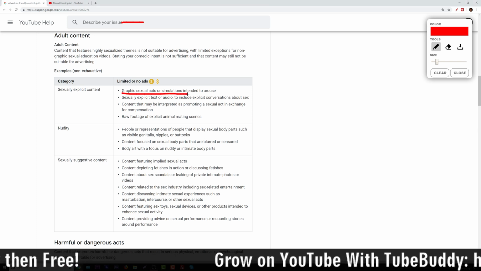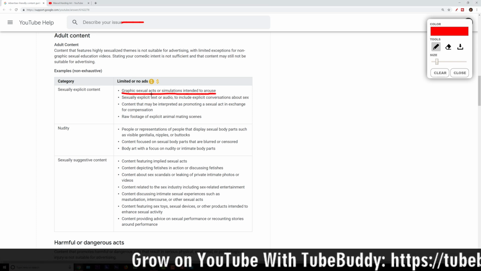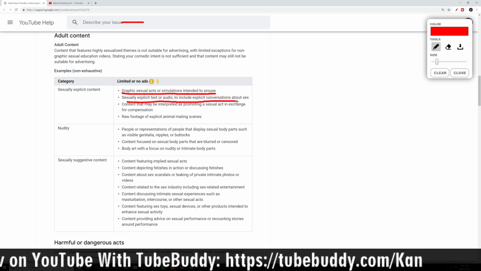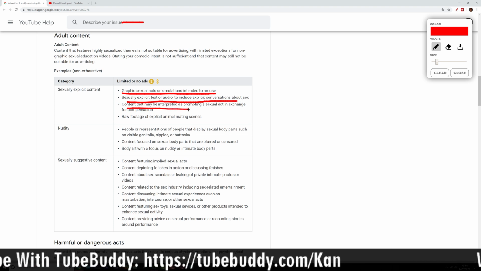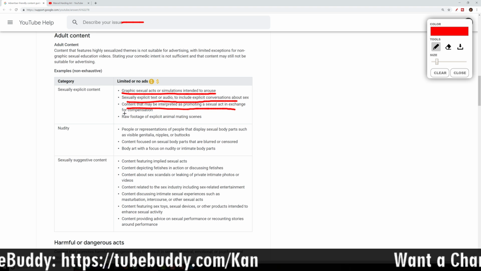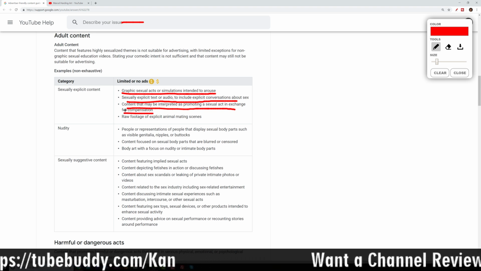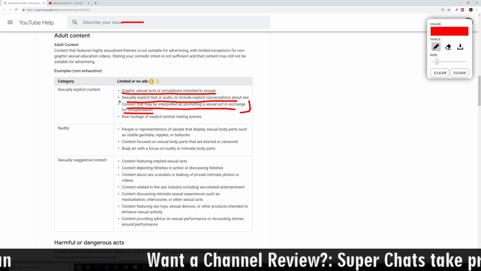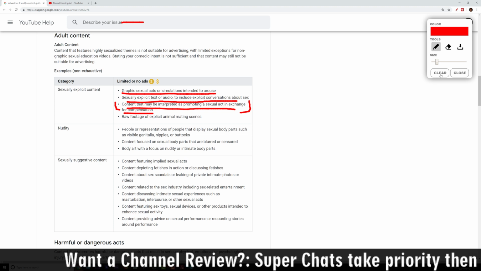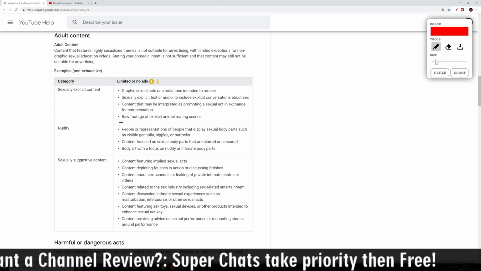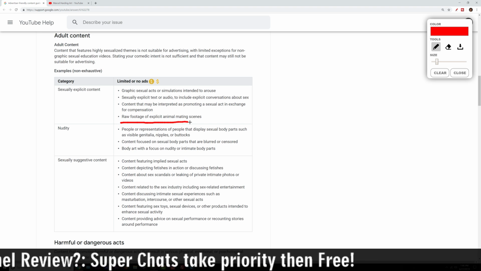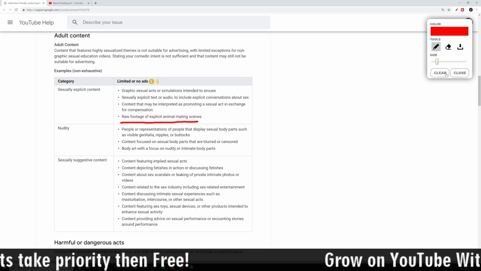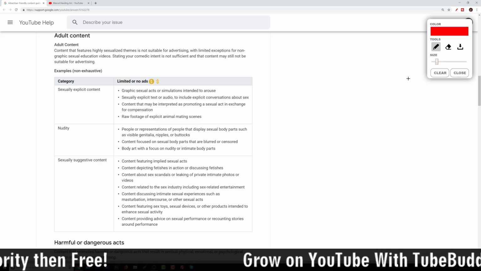Graphic sexual acts or simulations intended to arouse. So no graphic sexual acts, sexually explicit text or audio, to include explicit conversations about sex. Content that may be interpreted as promoting a sexual act in exchange for compensation. So anyone who says "leaking nudes at 1 million subs," that's the direct answer to that: monetization gone, limited or no ads. I don't think that's necessarily a bad idea. Raw footage of explicit animal mating scenes. Okay. You learn something new every time you read a guideline, right?